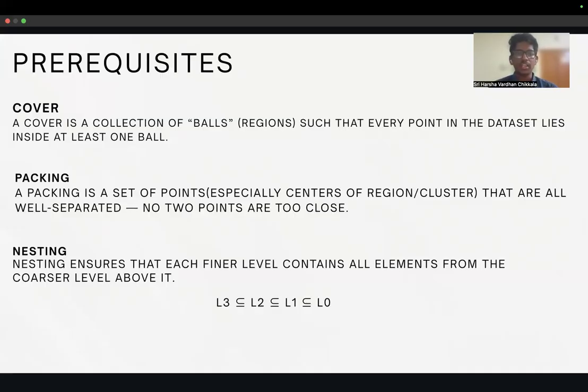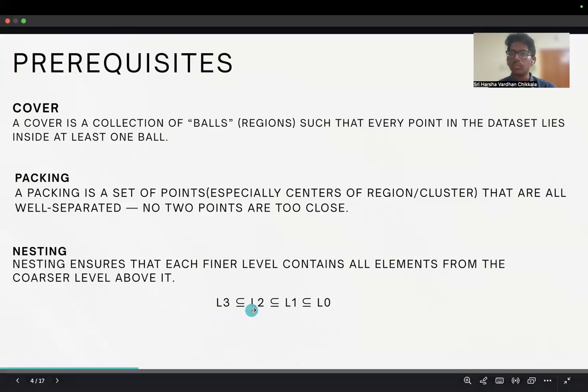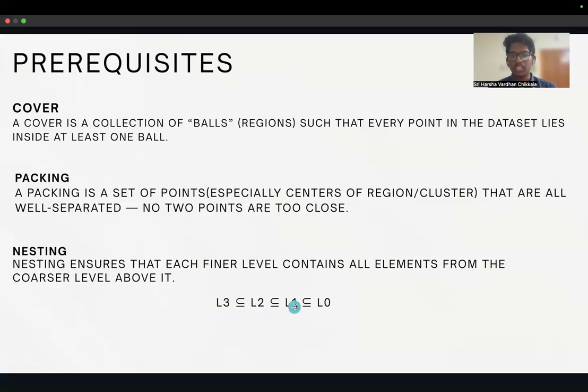Next thing is regarding nesting. Nesting ensures that all the points in a higher level are part of lower level also. So let's see what is happening here. As you can see here, these four are four different levels. It is saying L3 is a subset of L2, L2 is a subset of L1, and also L1 is a subset of L0. What we're trying to say here is all the points in a higher level will also be the points of lower level. So we'll make sure that no point is lost in the higher level. It will move to the next levels also.